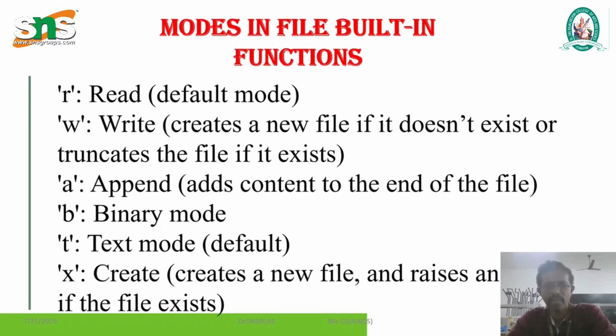Next we will see append. Append means the file is already there, and with that content we are going to add content to the end of the file. That is called A. Next, B is for binary mode. Binary is in 0s and 1s, so we represent binary mode with B. Next, T represents text mode. By default we use text mode in the built-in functions.